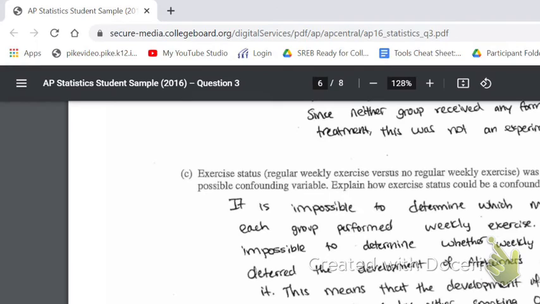Exercise status, regular weekly exercise versus no regular weekly exercise, was mentioned in the article as a possible confounding variable. Explain how exercise status could be a confounding variable in the study. They said it's impossible to determine which members of each group performed weekly exercise. It's also impossible to determine whether weekly exercise either deterred the development of Alzheimer's or exacerbated it. This means that the development of the disease could be affected by either smoking or exercise, and the researchers do not know which affected the results. What do you think?